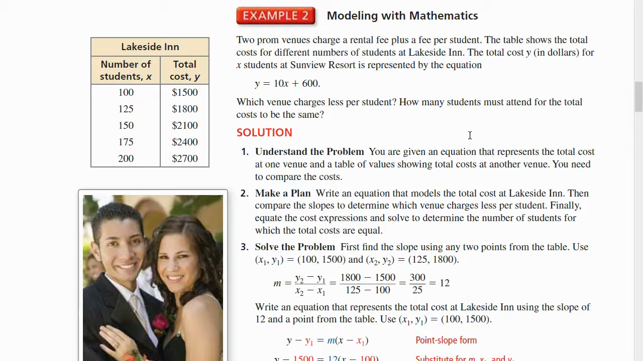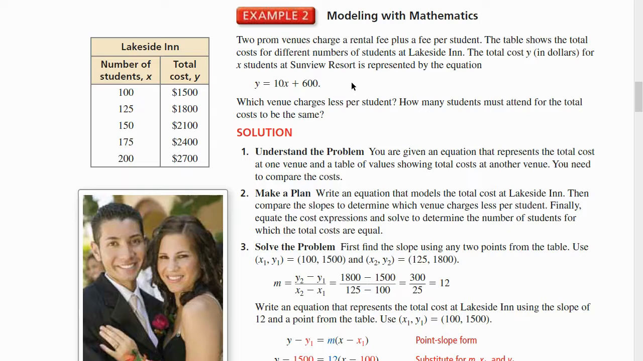The table shows the total cost for a different number of students at Lakeside. So here's the data for Lakeside. For 100 students, it's going to cost us $1,500. For 125, $1,800, et cetera, et cetera. You can kind of go through this and see what's going on. There's a different place. The total cost y in dollars for x students at Sunview Resort is represented by y equals 10x plus 600.